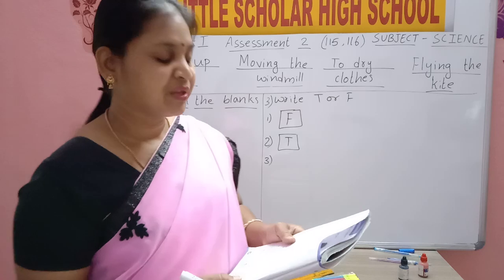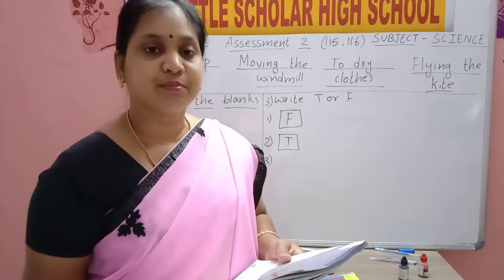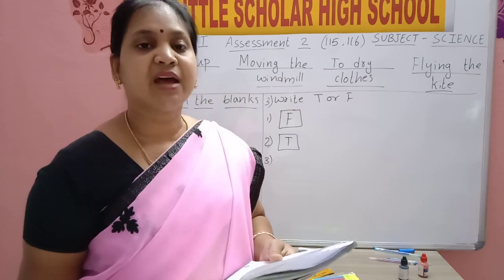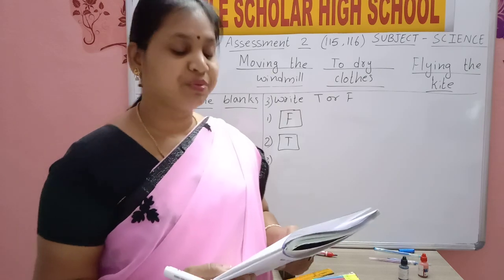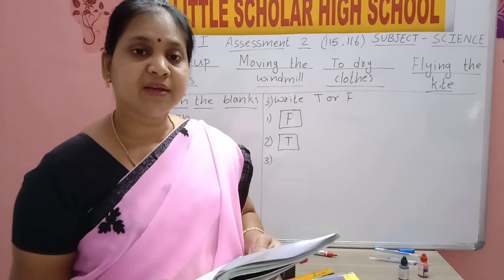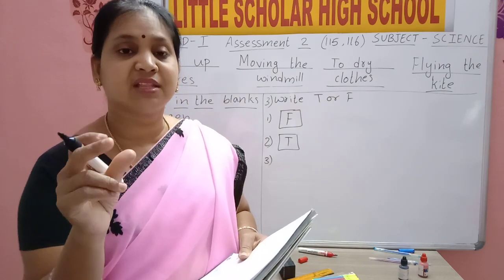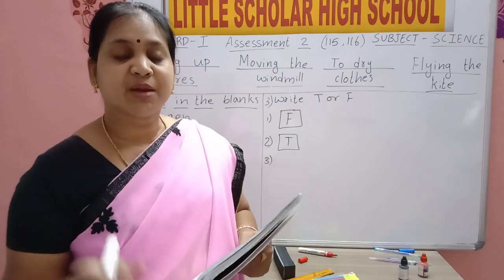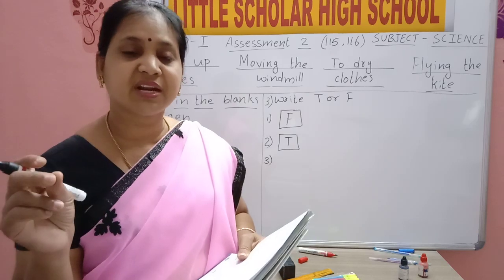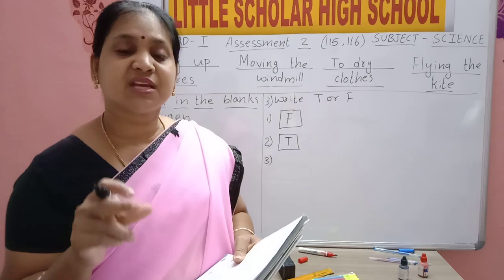Third sentence. A, F-I-R-E, fire. M-A-N, man. U-S-E-S, uses. W-A-T-E-R, water. T-O, P-U-T, put. O-U-T, out. F-I-R-E, fire. When I am reading the spelling, you should say the word. When I am reading the spelling, F-I-R-E, you should say fire. O-U-T, out. When I read O-U-T, you should say out.